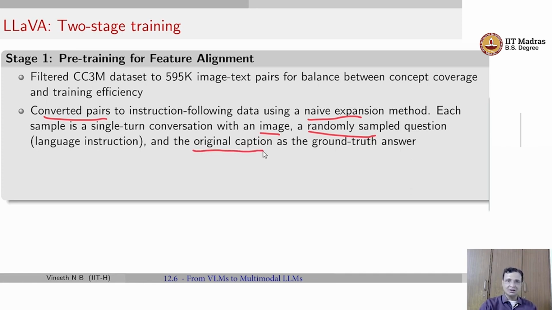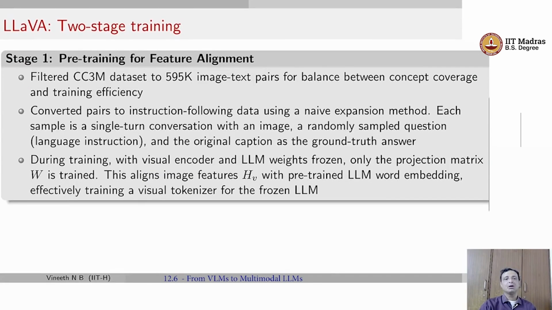This is a single-turn conversation, which means you have an image, you ask a question, you get an answer, and you're done. If you follow through with multiple follow-up questions, they would then form the second turn, the third turn, and so on and so forth.